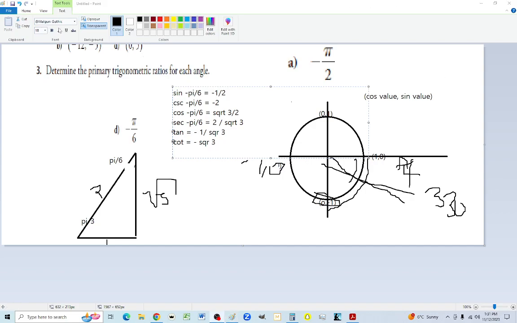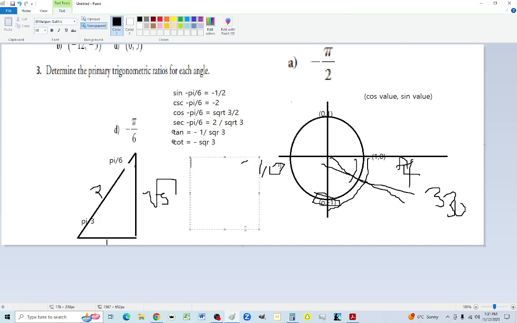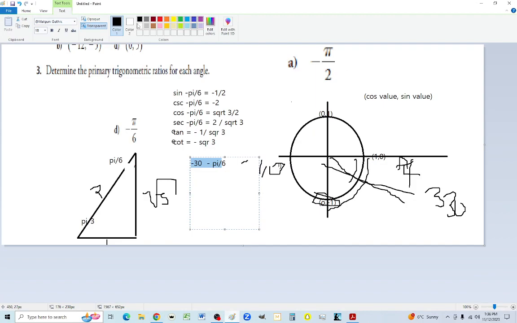Now keep in mind that technically, we're talking about the same angle as 330. However, negative pi over 6 is really negative 30 because we're going back this way. And that is how it should be written, as negative pi over 6. Don't make the mistake of saying you figured out 330, because we're really talking about negative 30, or negative pi over 6. It's just the opposite direction. Okay, on to number 4.